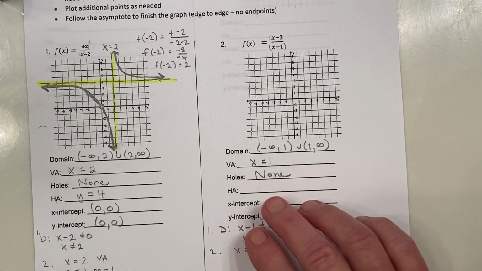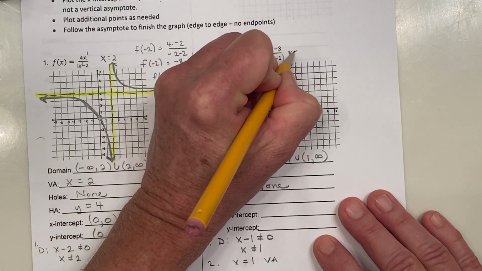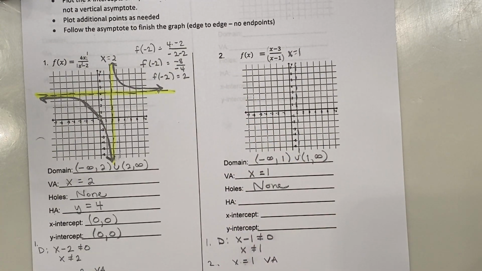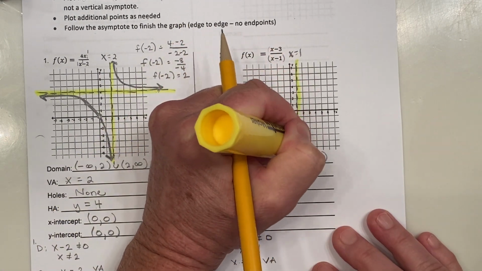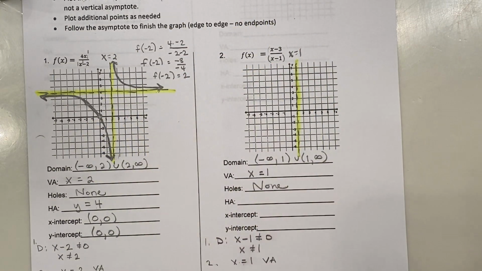All right, I'm going to go ahead and get the vertical asymptote at x equals 1 sketched on here, labeled. Might highlight that. So this vertical asymptote divides the graph into 2 sections, to the left of the vertical asymptote and to the right.